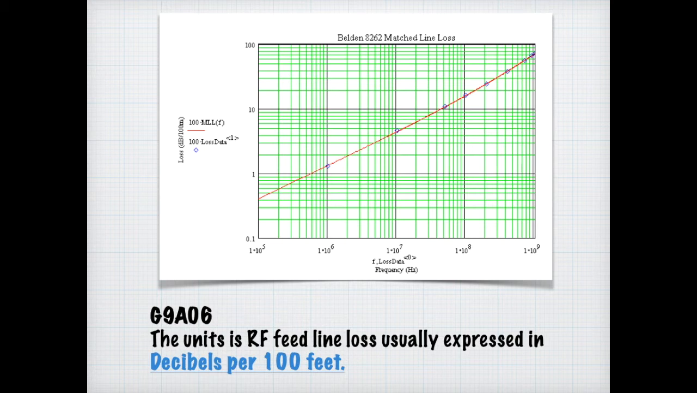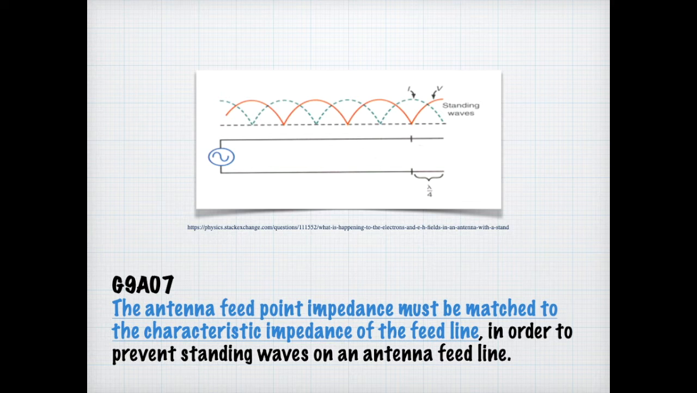When calculating our radiated power out of our antenna, we need to know how much we're losing in our feed lines. And it's expressed in decibels. All the losses and gains are expressed in decibels. For the exam, you need to know that the units of RF feed line loss are usually expressed in decibels per 100 feet.